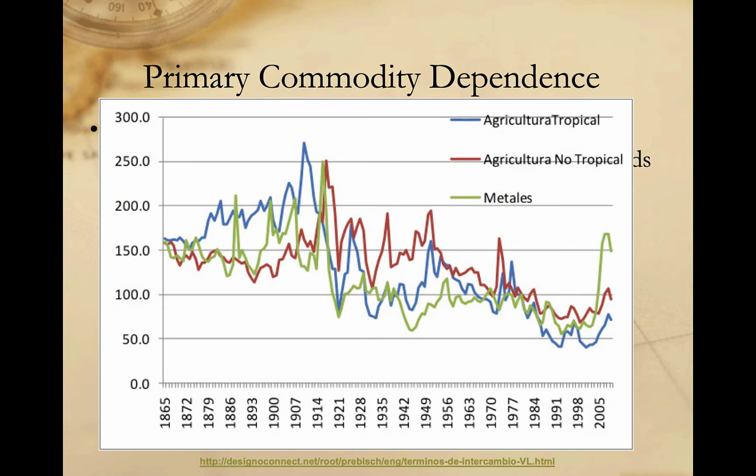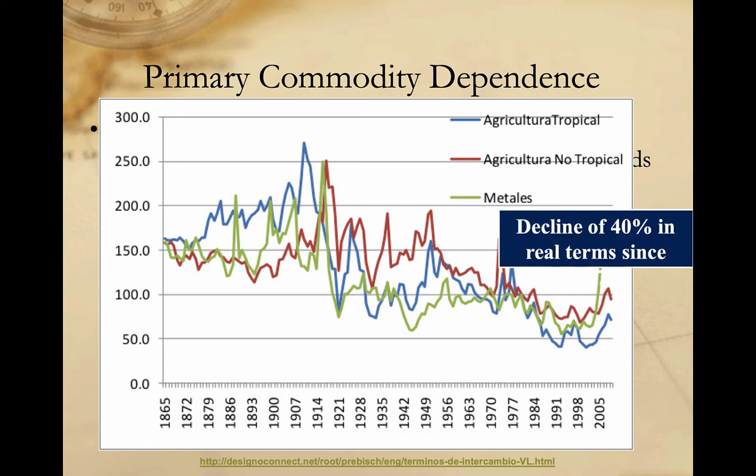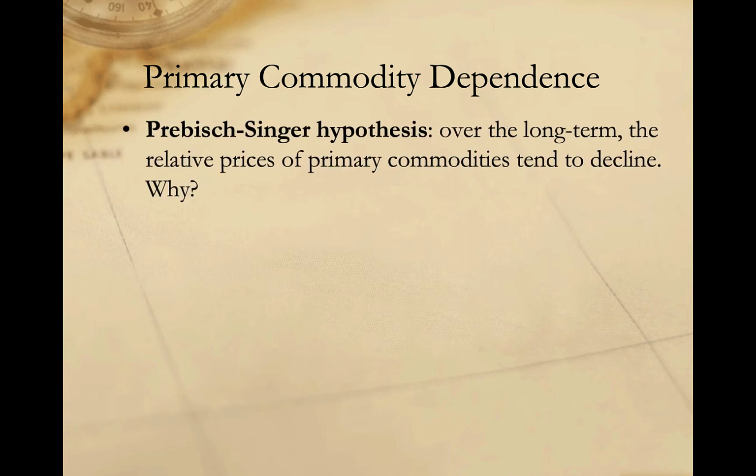As the graph here illustrates, the relative prices for tropical and non-tropical agricultural commodities, as well as for minerals, have generally declined over the long term despite sharp fluctuation in prices over the short term. Even setting aside the sharp oil price spikes associated with 1973 and 1979, the real prices, adjusted for inflation, of primary commodities have declined by over 40% from the 1970s onward. And this aligns with what the Prebisch-Singer hypothesis suggests would happen, that over time, the relative prices of primary commodities would tend to decline. But why is that the case?